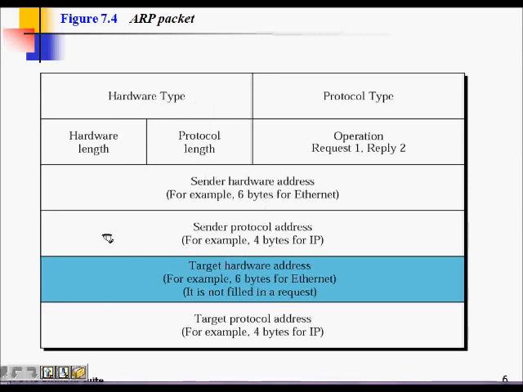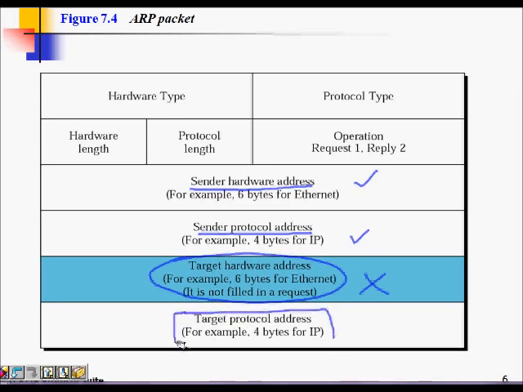So what he needs to write: he will send his sender hardware address, which is 6 bytes, and his own IP address, which is 4 bytes. Then he doesn't know the target hardware address, so this is not filled, while the others are filled. He will not fill this up. He knows the target IP address, so he fills this, and by reading this, system B will know that, okay, I have to reply with my hardware address.